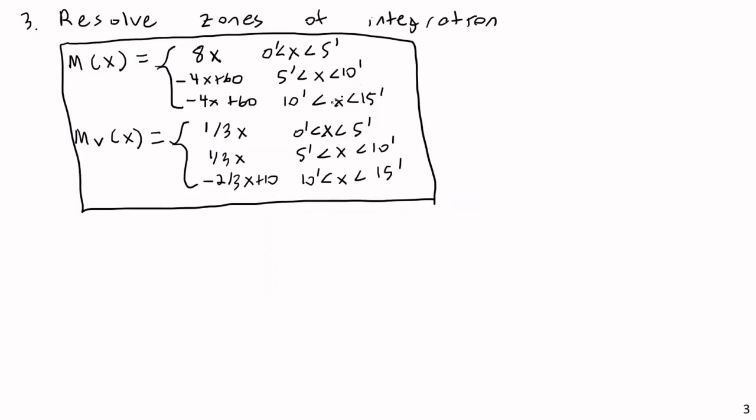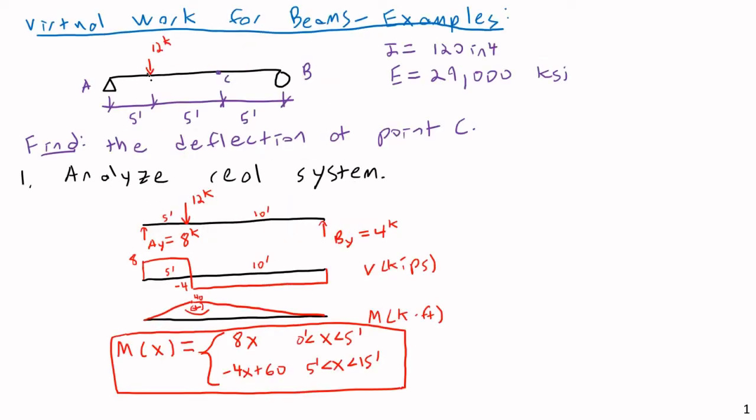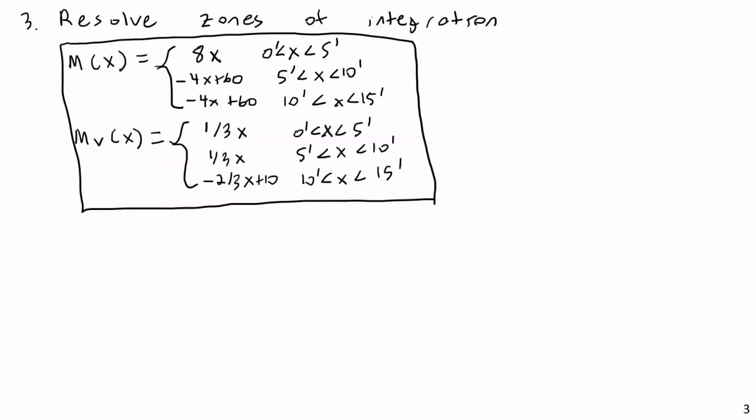I saw that the boundaries didn't overlap just right. Pretty much the only case where things will overlap just right is if the point that you're interested in is one of the ones that has a discontinuity in it. For example, if I was finding the moment at this point here where the 12 kip load is applied, then my zones would line up automatically and I wouldn't have to do step 3. But in most cases, you probably will.